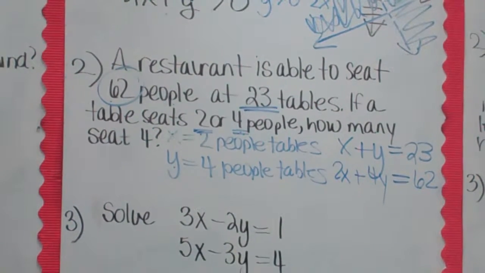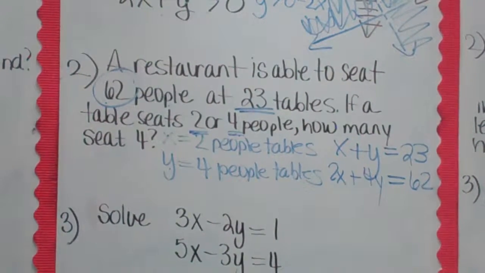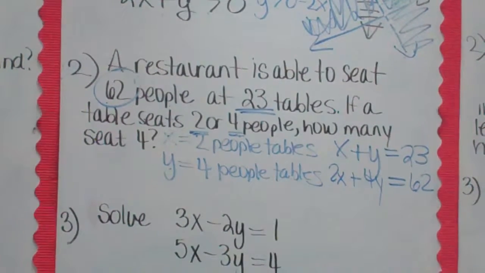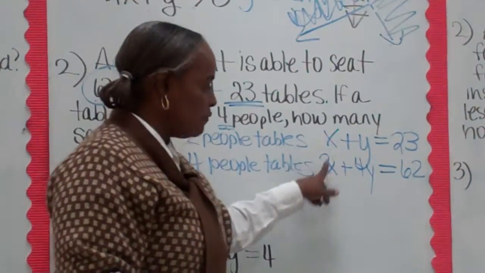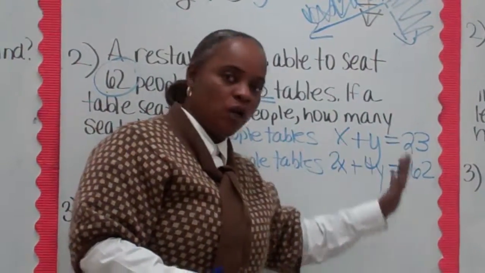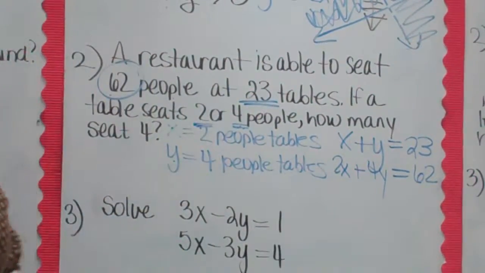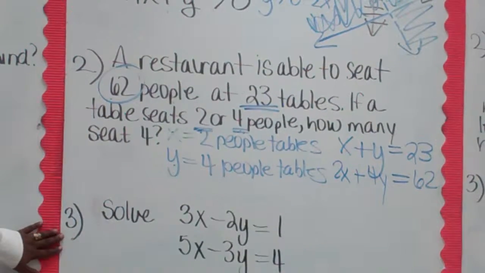Same thing with adult tickets and children's tickets. If adult tickets are $10 and children's tickets are $5, this is the part where you say 5X plus 10Y equals $400, or whatever the case may be. All right, problem number 3.